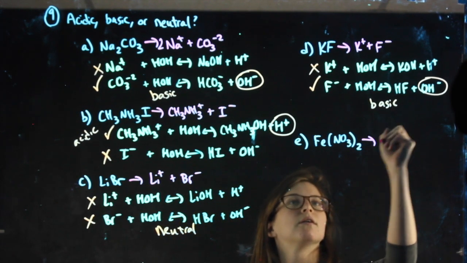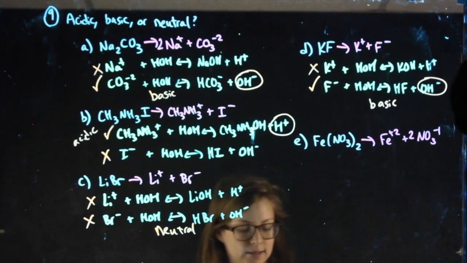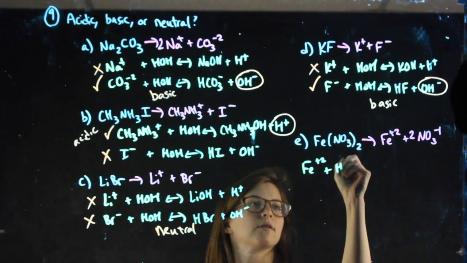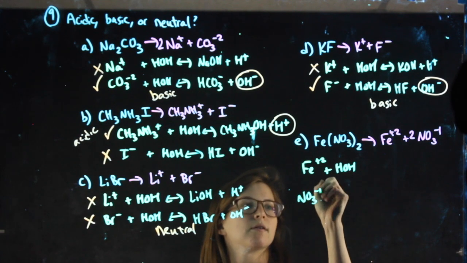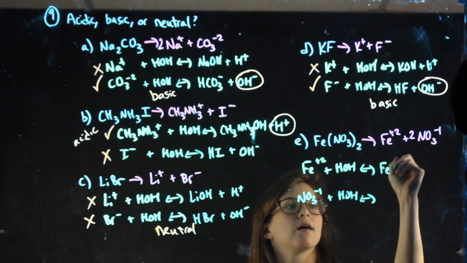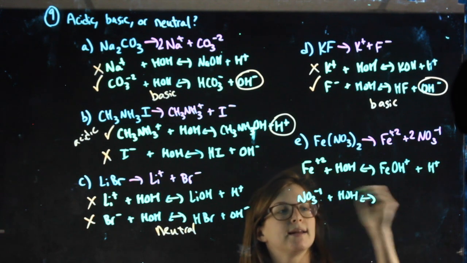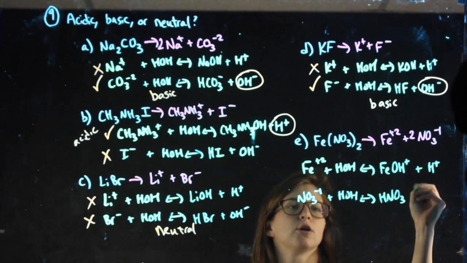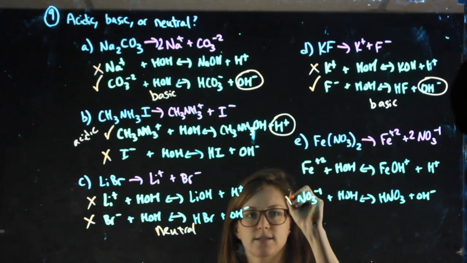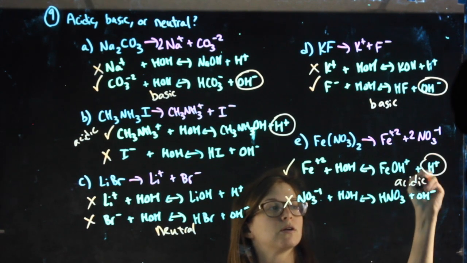Last one, iron and nitrate. Testing against water. Positive ion steals hydroxide, releases H. Negative ion steals hydrogen, releases OH. This is strong, doesn't happen. This is not strong, so it does, releases H. And it's acidic.